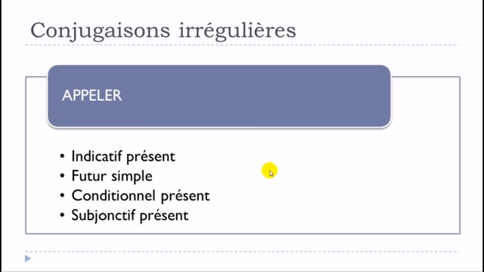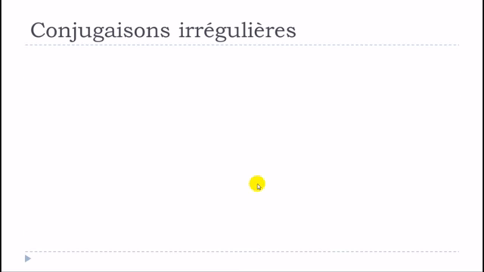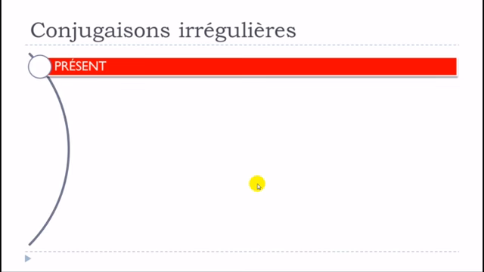It does mean that for all the other tenses, actually, appeler will follow the rule of the construction of conjugation of the verbs from the first group, so ending with er, okay? But then for these tenses, it will be a bit different, okay? And that's exactly what we'll see in this video, and we'll start, of course, with the present form.